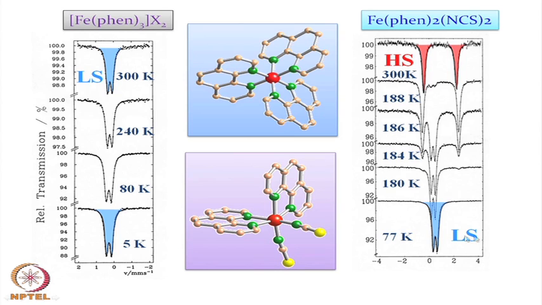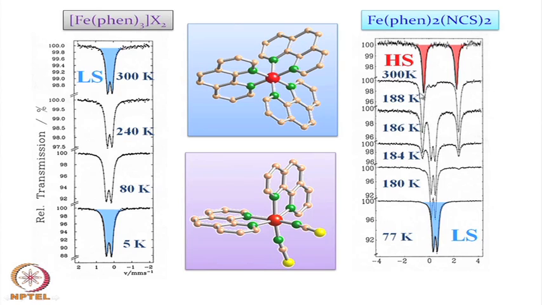So, the molecules were entirely low spin at low temperature, at liquid nitrogen temperature. As we raise the temperature, some of the low spin molecules are transforming to high spin and they are in a dynamic equilibrium. That is why we are getting the signatures for the 4 lines in the Mossbauer spectra, 2 for the low spin species and 2 for the high spin species.